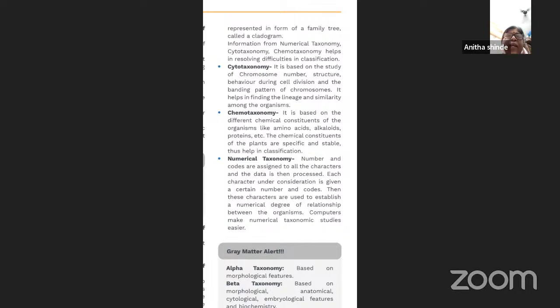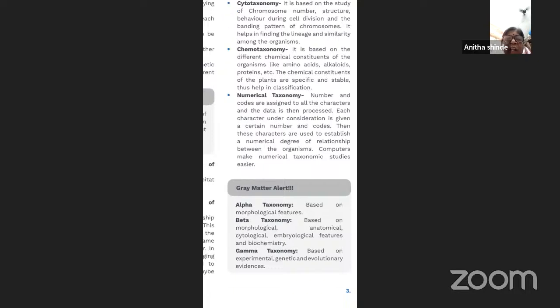Again, in numerical taxonomy, we have three different types: alpha taxonomy, beta taxonomy, and gamma taxonomy. Alpha taxonomy is based on morphological features. Beta taxonomy is based on morphological, anatomical, cytological, embryological features and biochemistry. Gamma taxonomy is based on experimental, genetic, and evolutionary evidences. So instead of cytotaxonomy, chemotaxonomy and numerical taxonomy, you can also classify phylogenetic classification into three different categories.